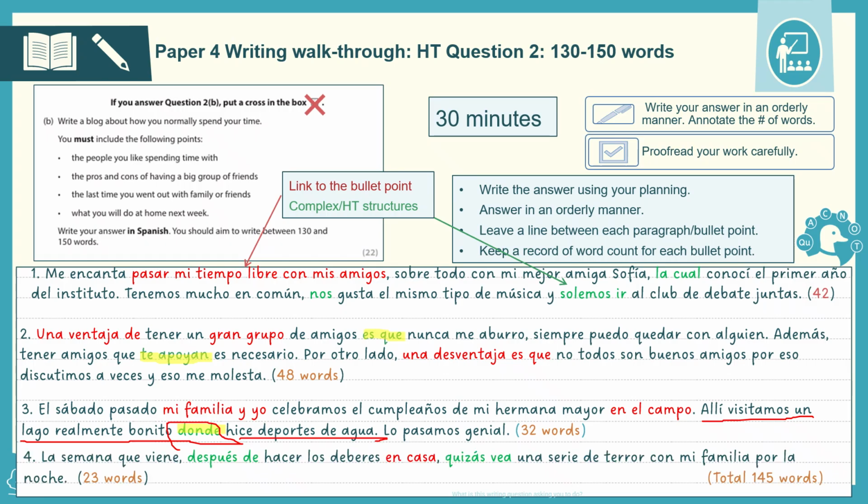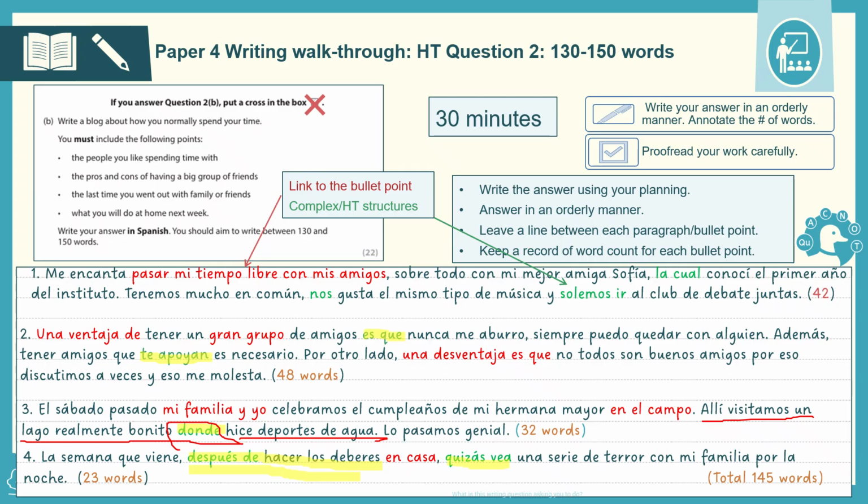Finally, the last one is the future one. It says la semana que viene, so that is next week. Después de hacer los deberes, beautiful structure here. Después de hacer los deberes. So after doing something, after doing the homework at home, and then another green one.